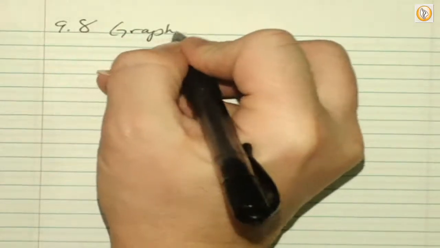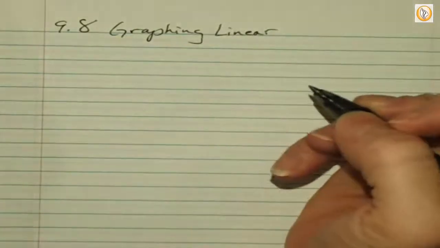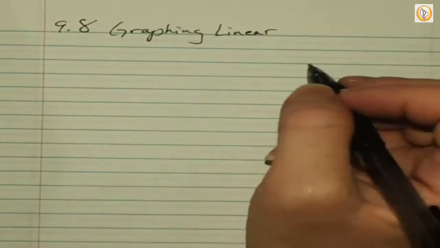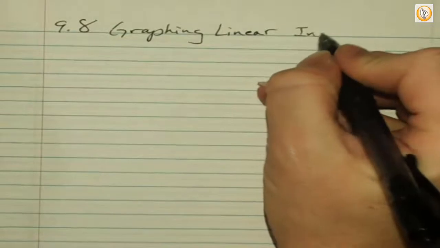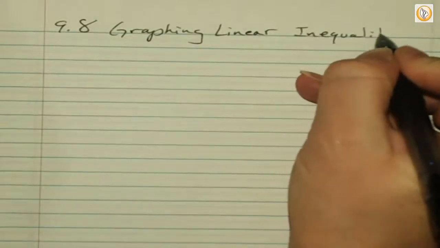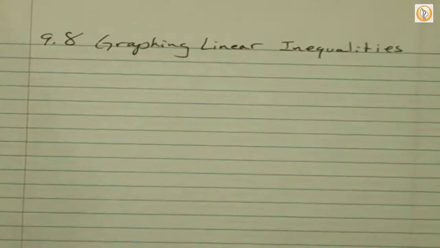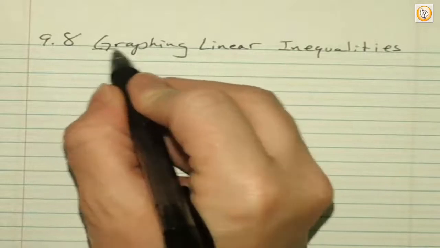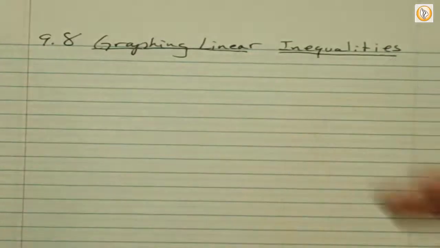We are graphing linear lines. So we're doing the same thing we've been doing. Okay, this is the same thing. We're graphing linear lines, but they're going to be inequalities this time. Graphing linear inequalities. Remember, this is what we've been doing, graphing lines. But this time we're going to be dealing with inequalities.